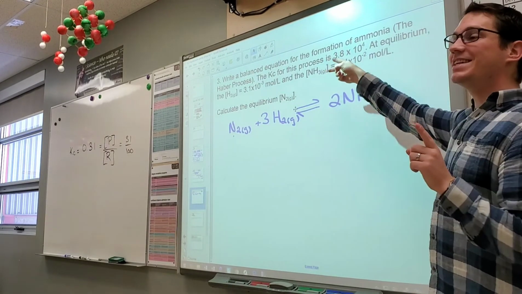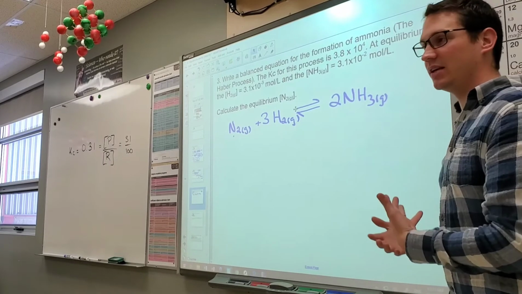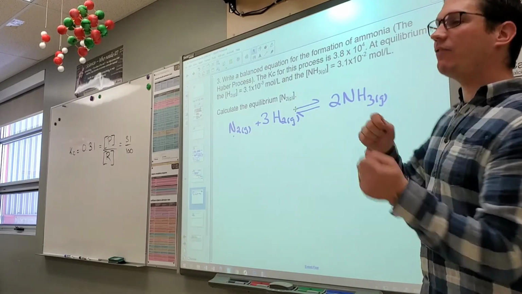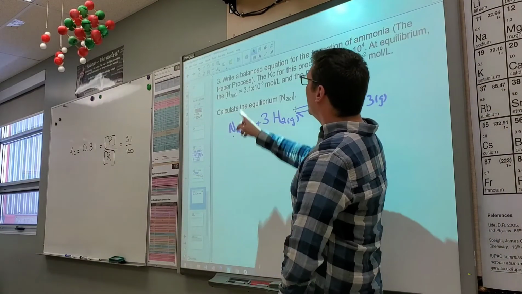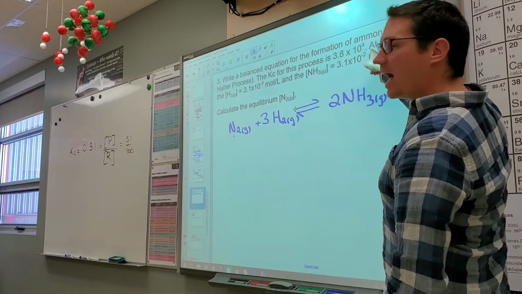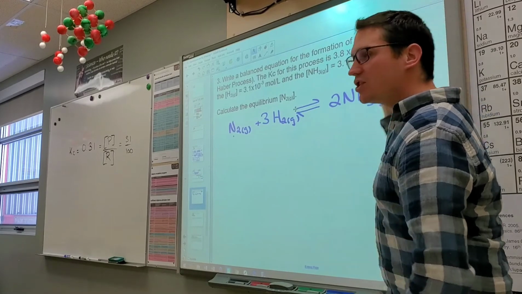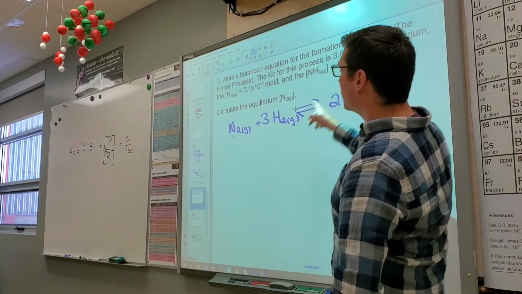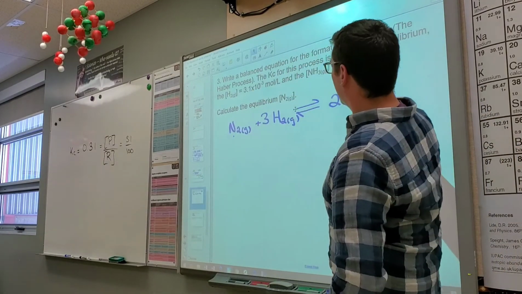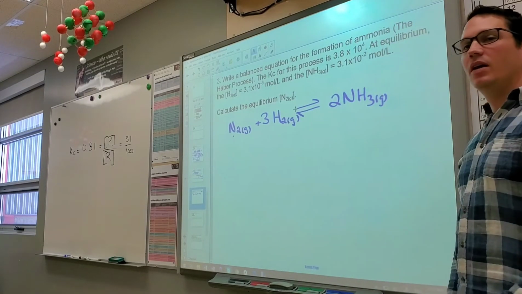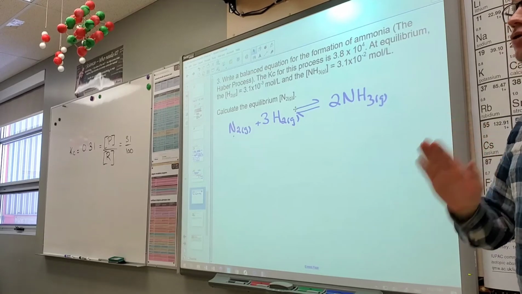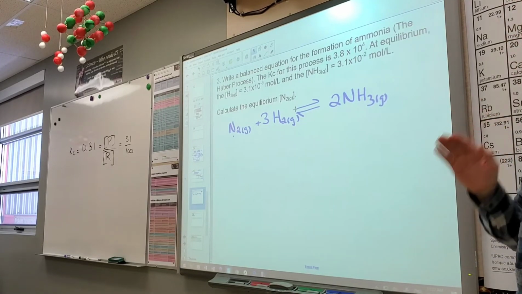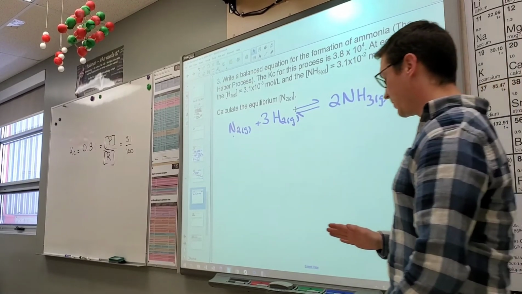Let's read the question. Does it say anything about initially? Does it say at first something was put into a reaction vessel? No, it says the Kc for this process is that at equilibrium. It jumps straight to equilibrium. At equilibrium, this is that, that's that, find that. We don't need an ice table. In fact, if you use an ice table, you're probably going to go down the wrong direction.